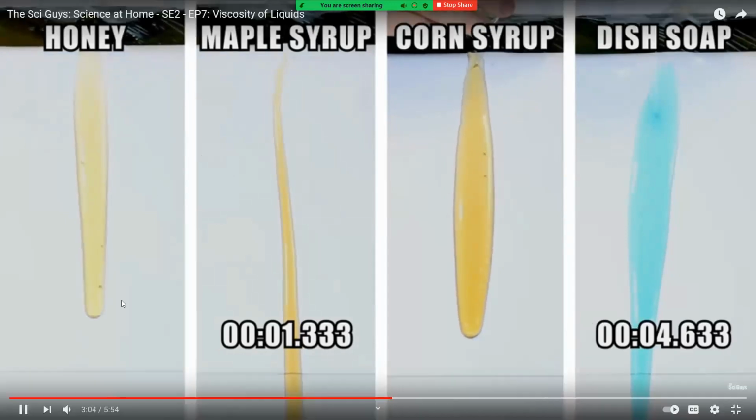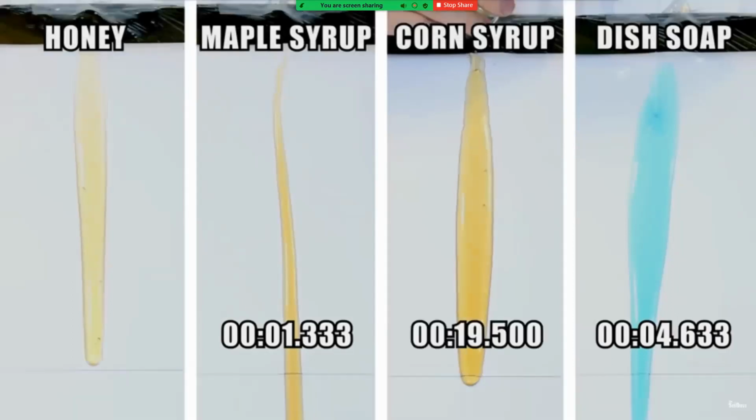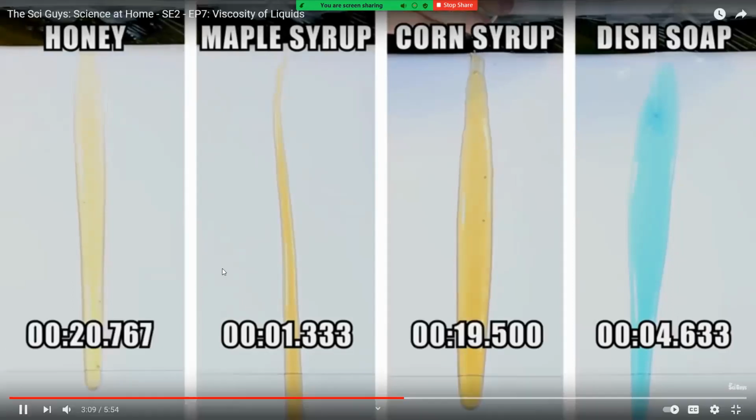Honey is still going. Slowly but surely, the corn syrup crosses the line at 19.5 seconds. And then finally, honey crosses this line after 20 seconds, right? That means it has high viscosity, which means a high attraction force between the honey molecules. Therefore, it is moving very slowly, right?